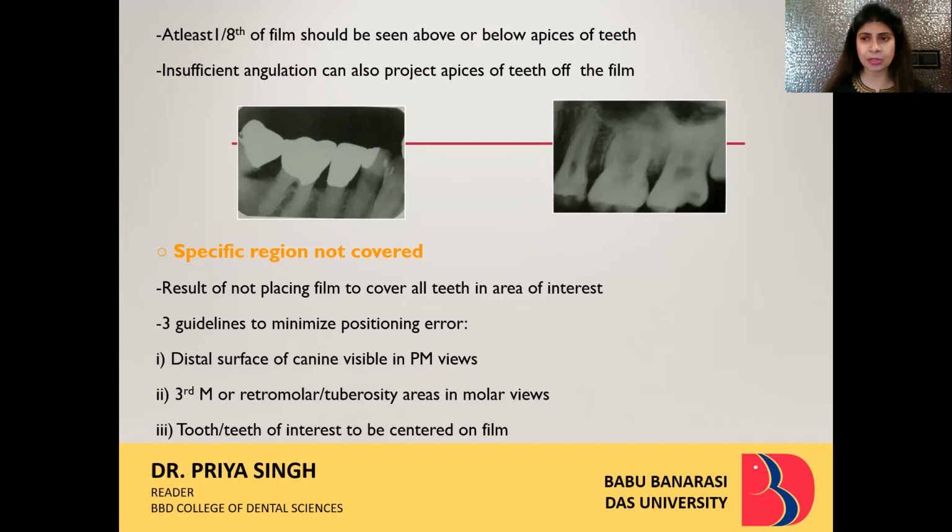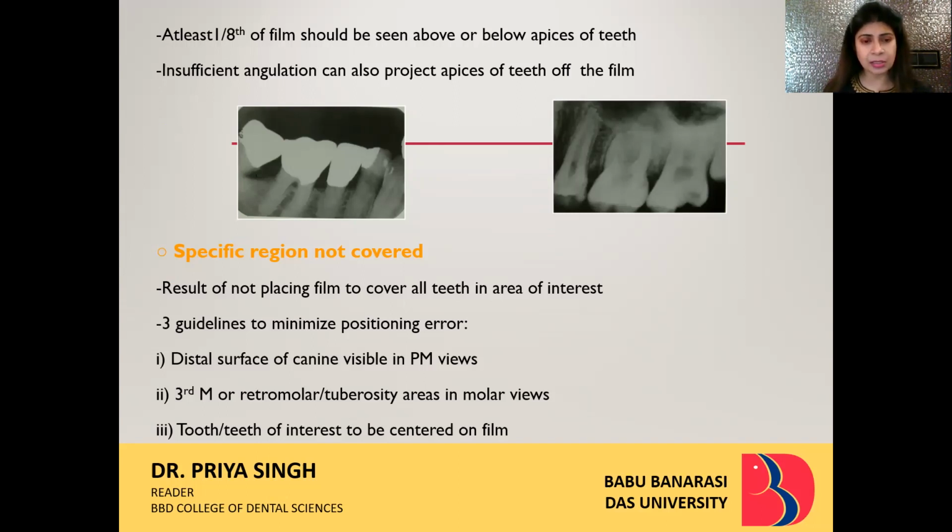So it is very important that the film placement, depending upon whether it's for the anterior region, that is the front region, or the posterior back region, has been done adequately. At times, the specific region might not be covered. It might be because of not placing the film to cover all teeth in the area of interest. So there are three major guidelines to minimize positioning error.